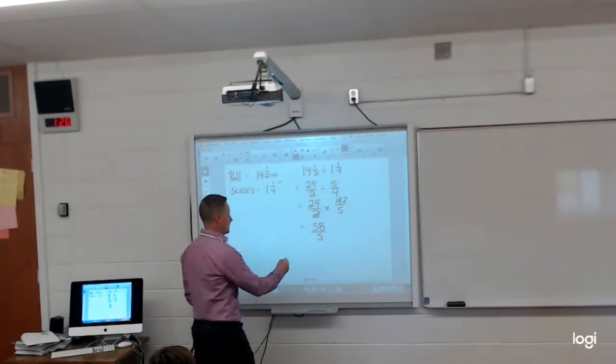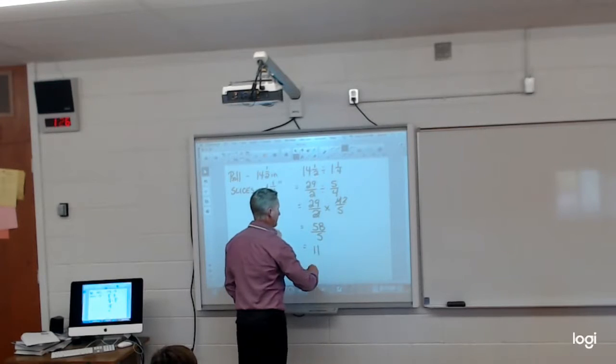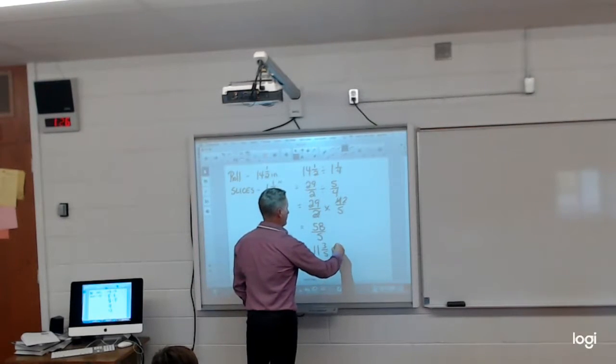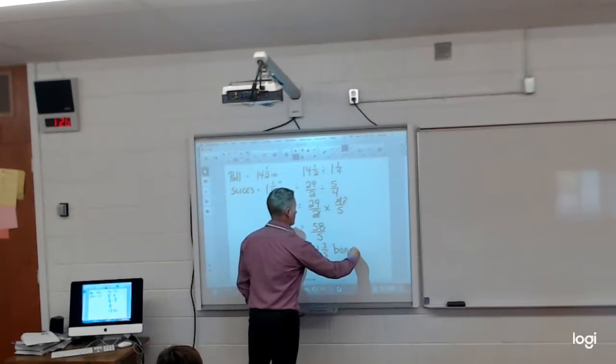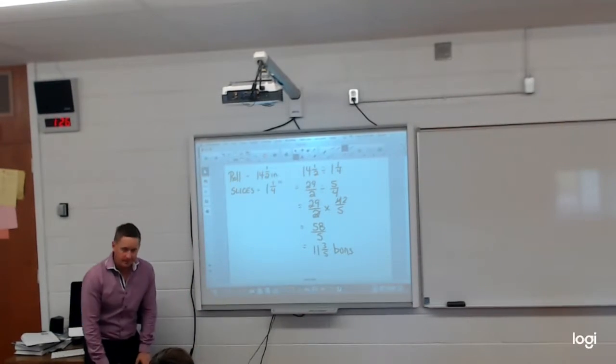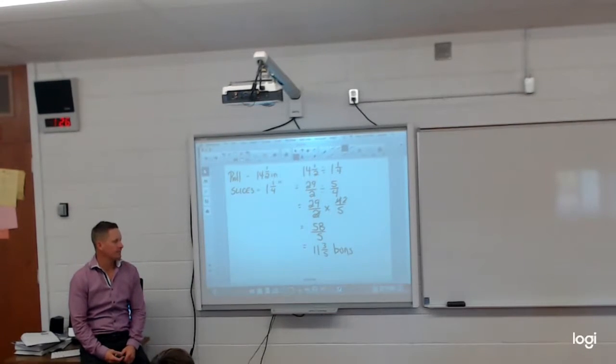11 times 5 is 55. And how much is left over? 3/5. So how many total buns can you make here? 11 buns and 3/5 of a bun. Does that make sense to everybody? Yeah.